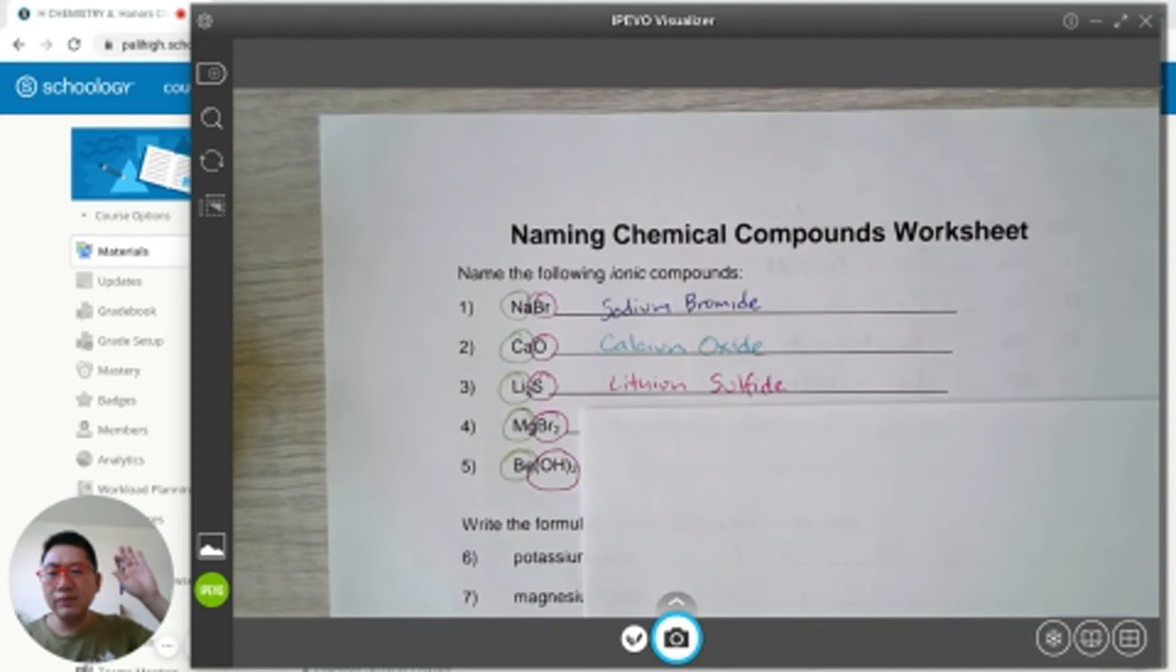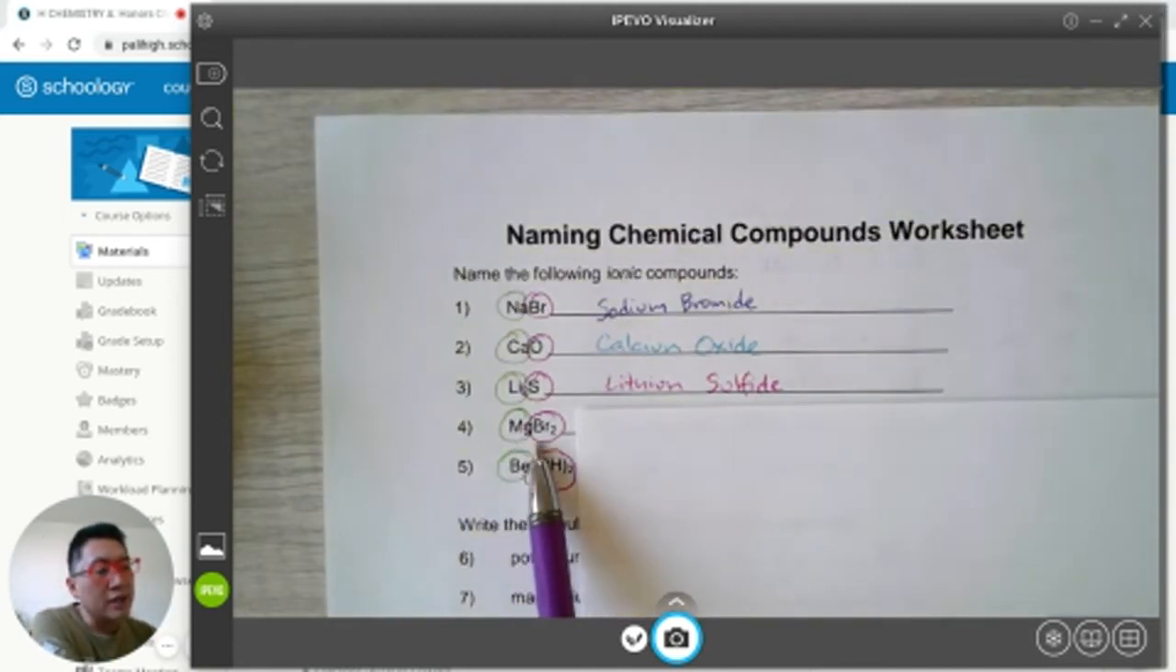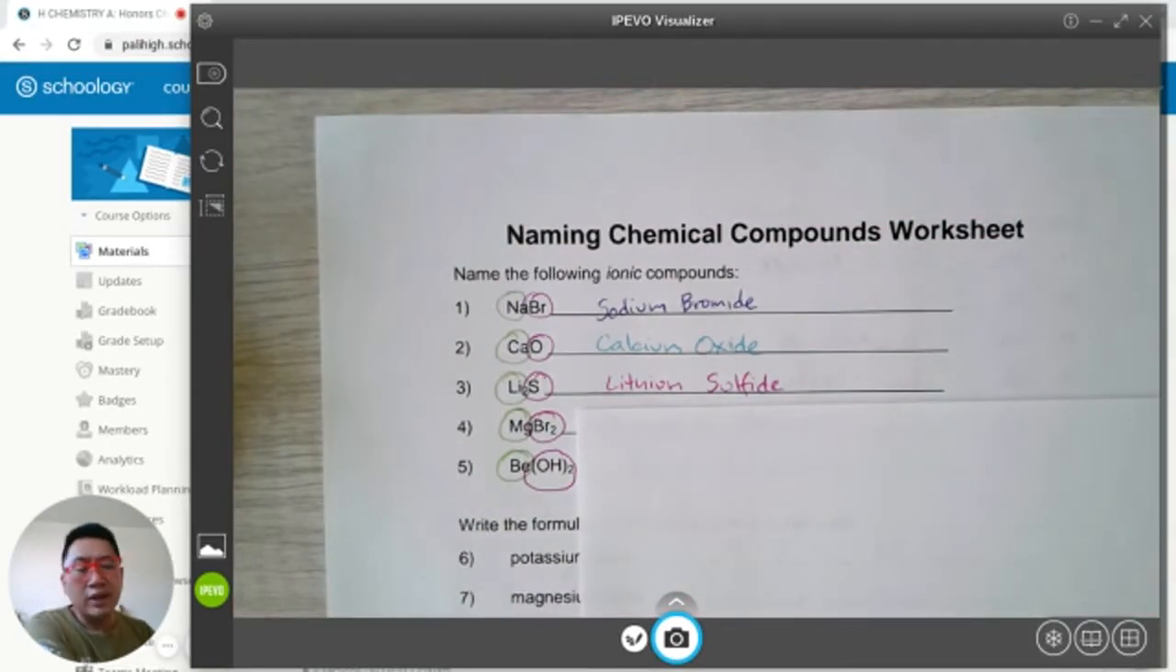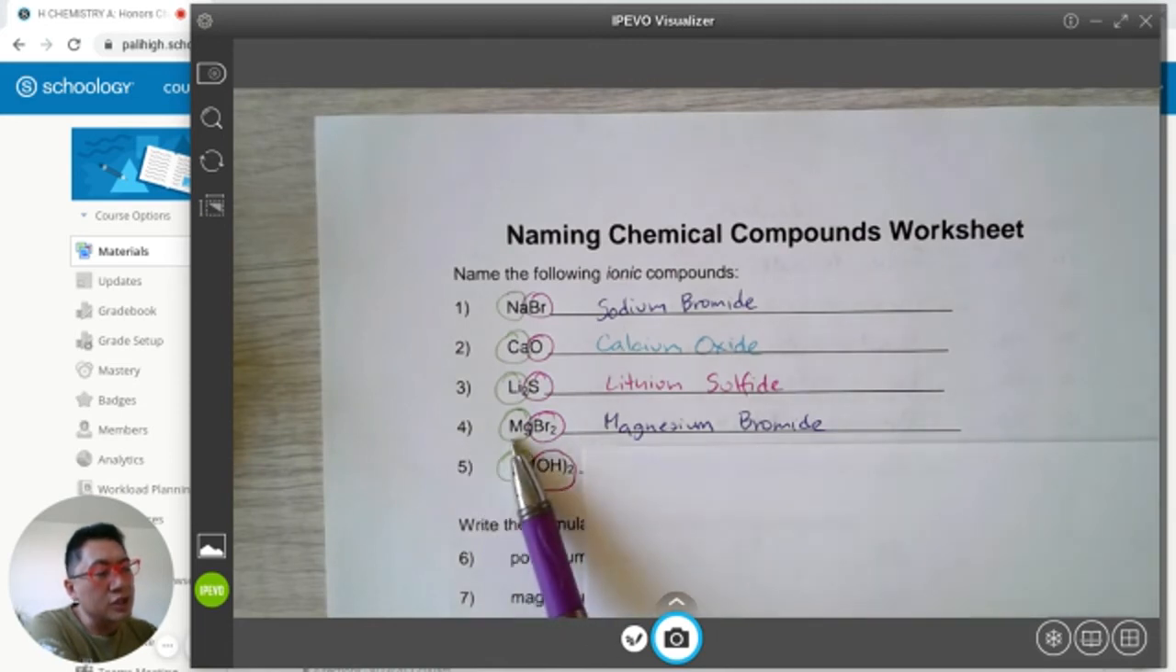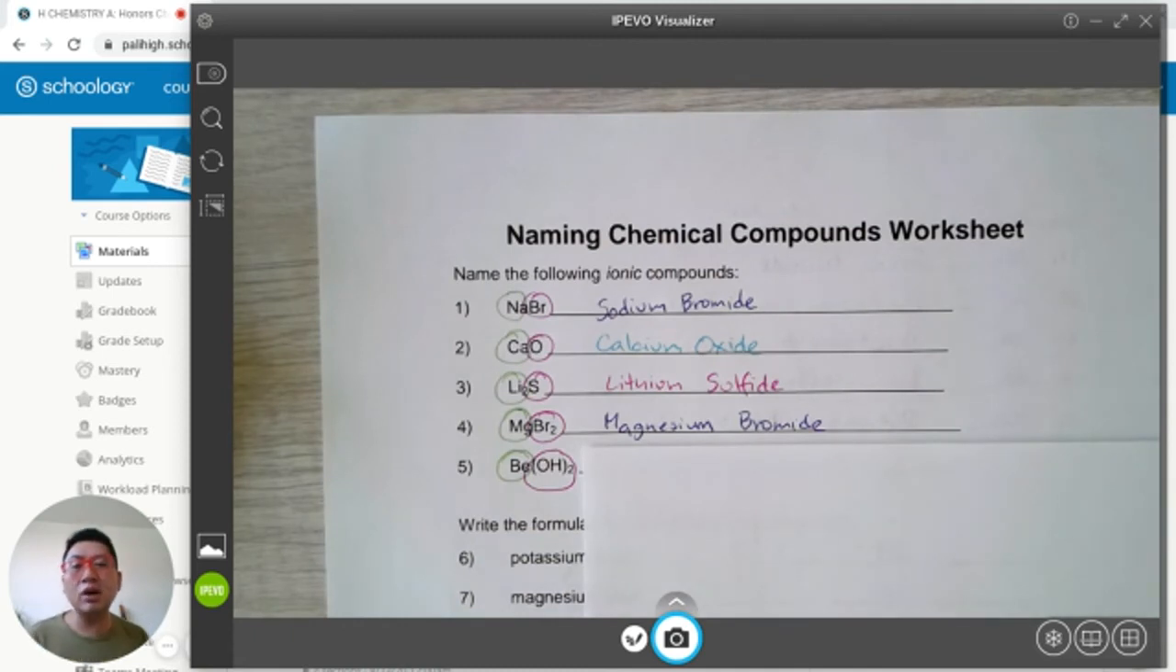So for number 4, what's the name of this compound? MgBr2. Okay, if you got magnesium bromide, you'd be right because Mg is called magnesium, Br is called bromide. Where are all these names of these ions? They're all on page 45 in the textbook.